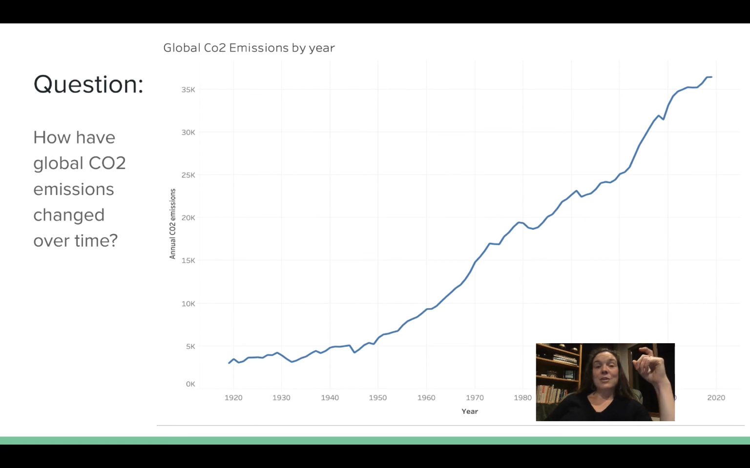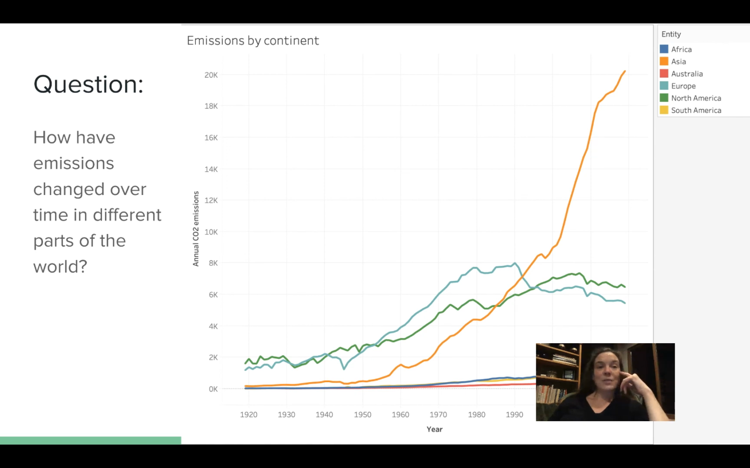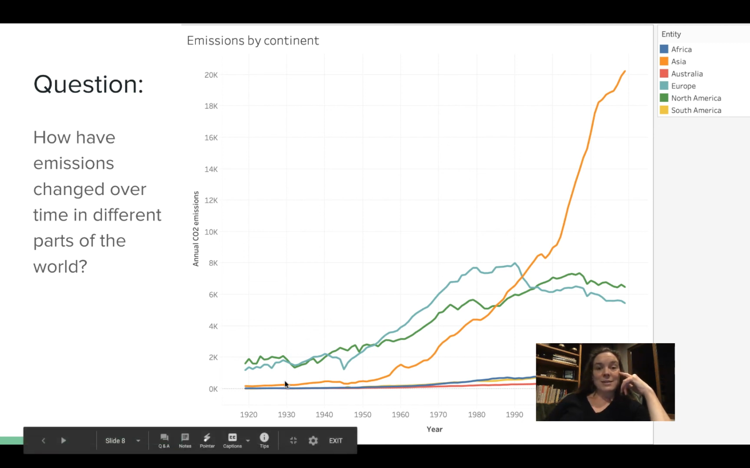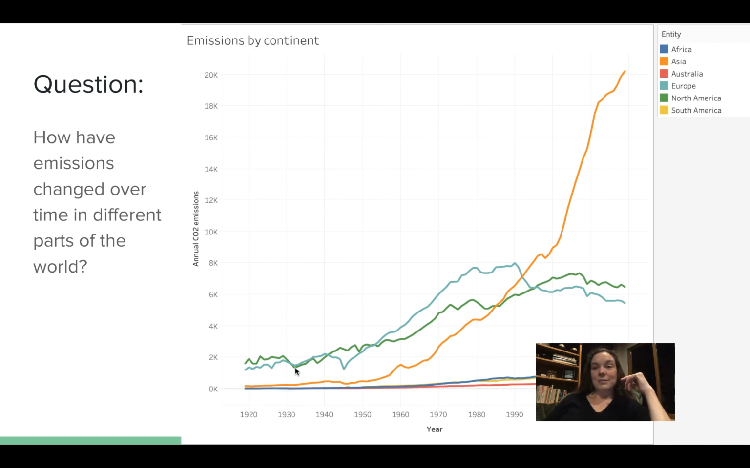So if you think back to that tree map, we knew that there were different patterns for different countries. China was obviously increasing much faster than the United States. So the next question I sought to answer was, how have emissions changed over time in different parts of the world? Because we know they're not the same. So I looked at this by emissions by continent. And here we can see, this is our key. The regions I'm most interested in discussing right off the bat are Europe, North America, and Asia.